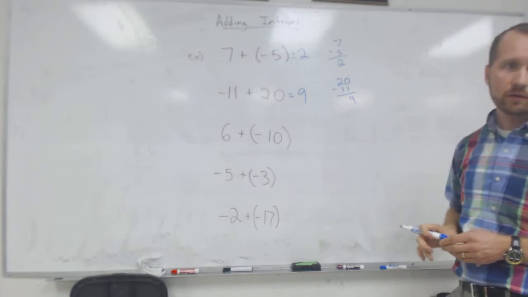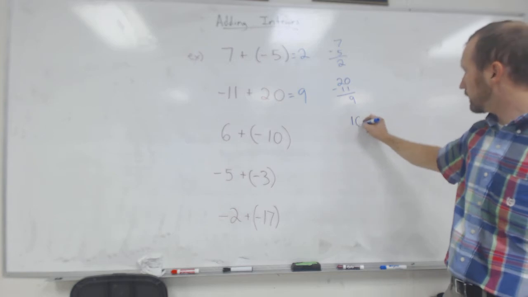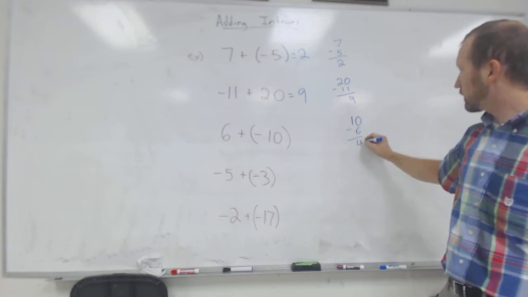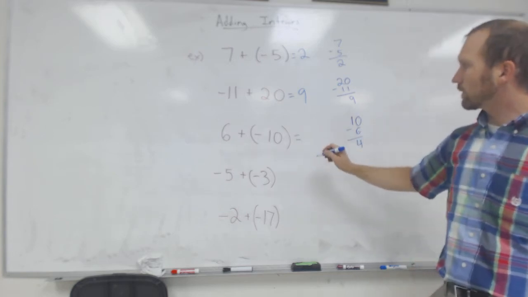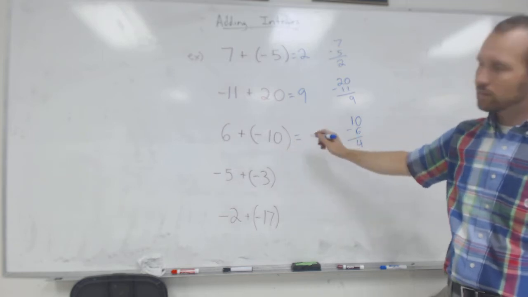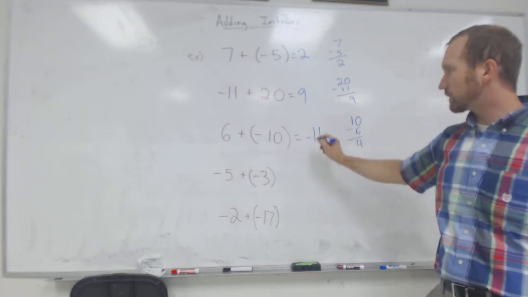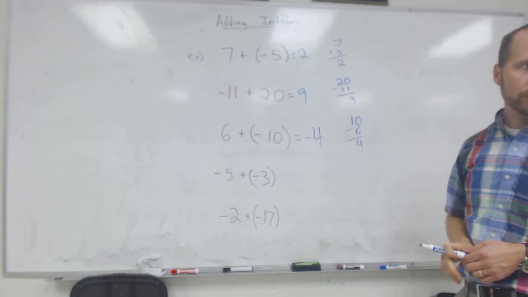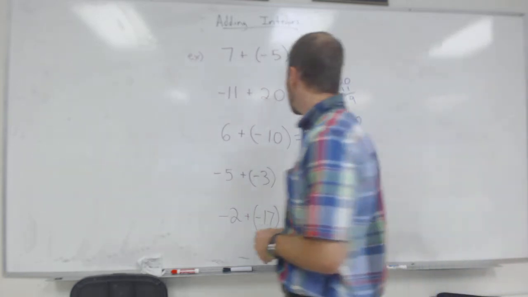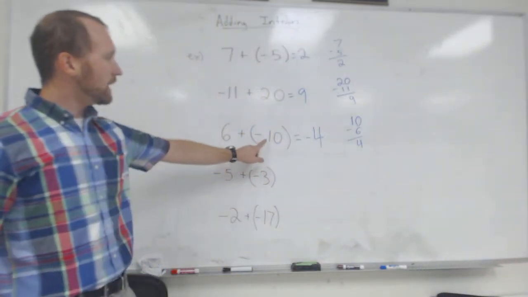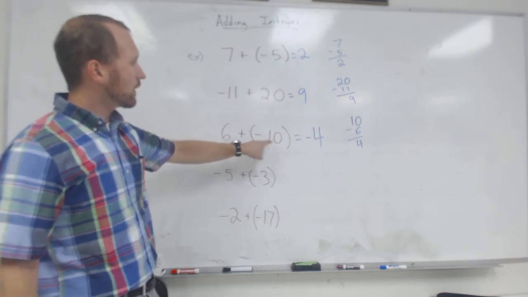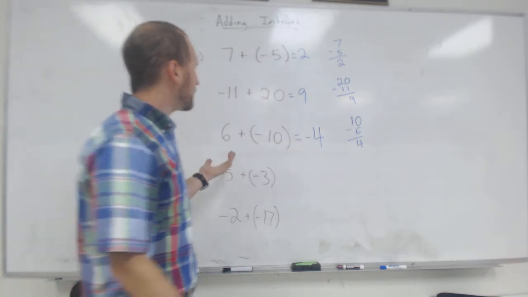So how about 6 plus negative 10? It would be subtracting 6 from 10, which is 4. But since 10 is the bigger number and it's a negative, the answer is negative. 10 is bigger, it's negative, so our answer is going to be negative. Let's think about it on the number line.